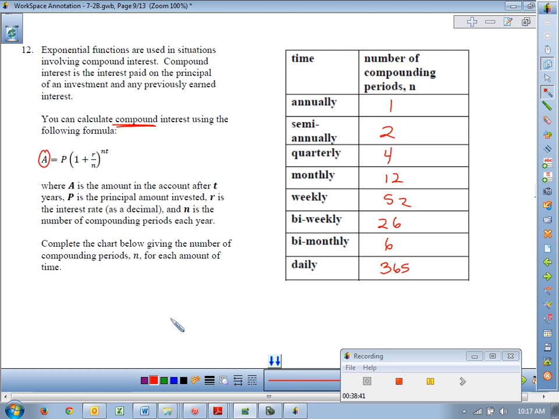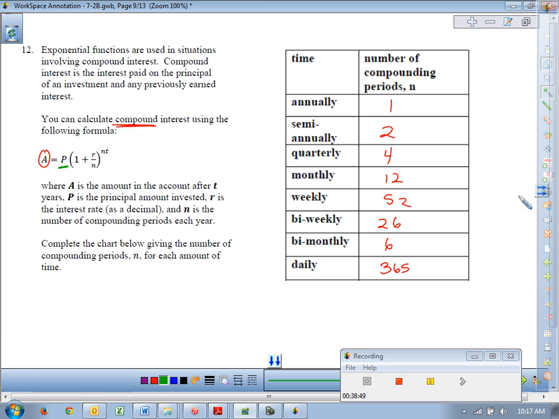A means what's the amount? How much will you have in the bank? P stands for the principal. That's how much you originally invested, right? So you put money in, it's called your principal right there. R is your rate as a decimal, N is the number of times compounded, and T is the time in years.